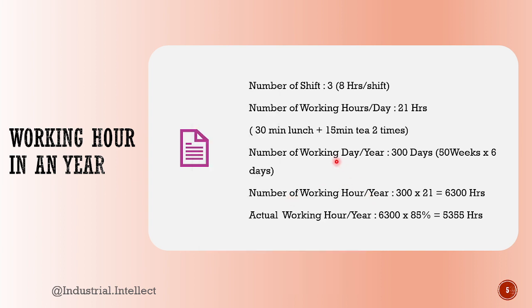Okay, then the second is the number of working days in a year. It's quite simple now. So 300 days, as we discussed in the last slide. So 300 days would be available days, and then Sunday would be a holiday here in India. So in India, it's a 6 day week, and then the 50 weeks. So multiplying that, then the 300 days.